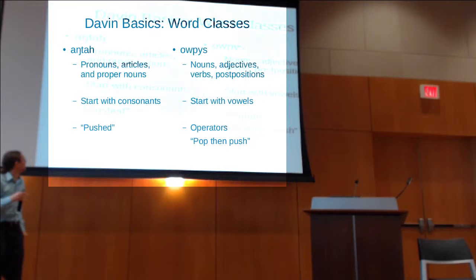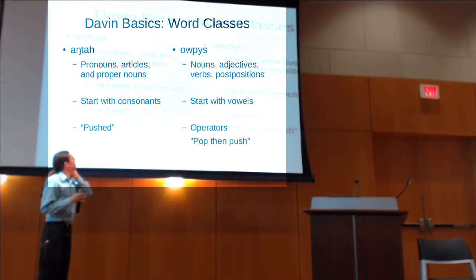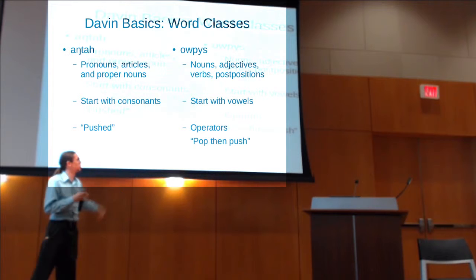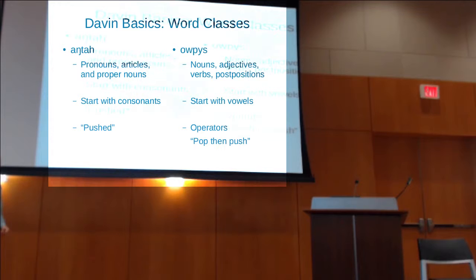Then we have opus, on the other hand. They're the rest of the things: the adjectives, verbs, closed-class words. You can recognize them because opus always start with vowels, and amta always start with consonants, so it's easy to recognize things. Because this is kind of a logical language, these parts are unambiguous. Every sentence has exactly one parse. And finally, for people who know reverse Polish notation, these are operators. They pop and then push. And they can either pop one or two things, and that depends on their conjugation.